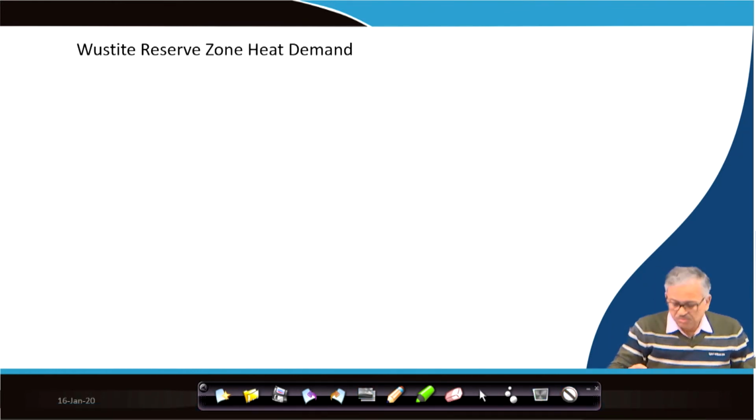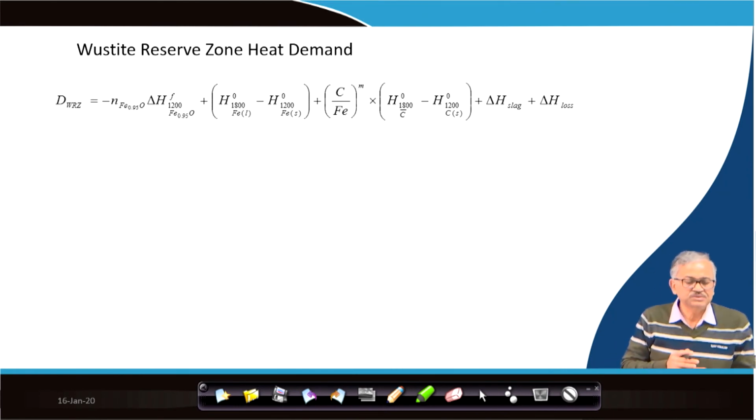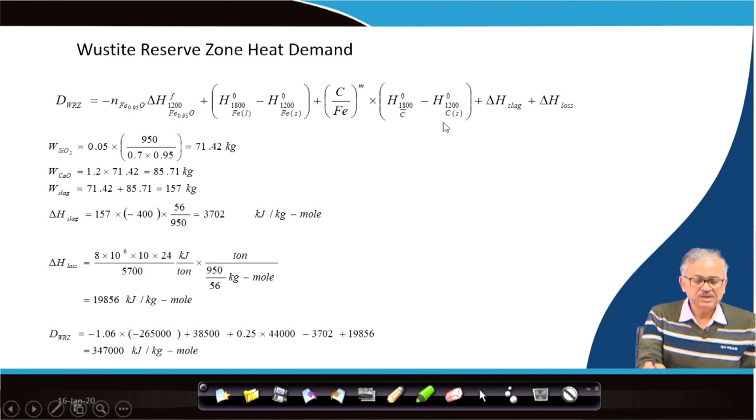And so the Wustite reserve zone. So what is basically the, you have to first calculate the demand. All the terms are given here. So you calculate the demand, and to calculate the demand, basically you can see here, all the demand terms I have added.